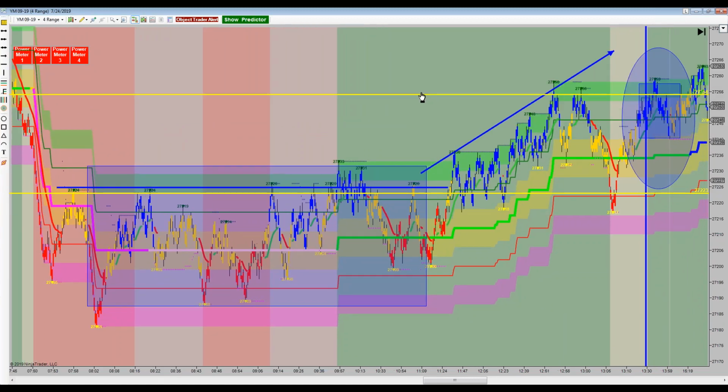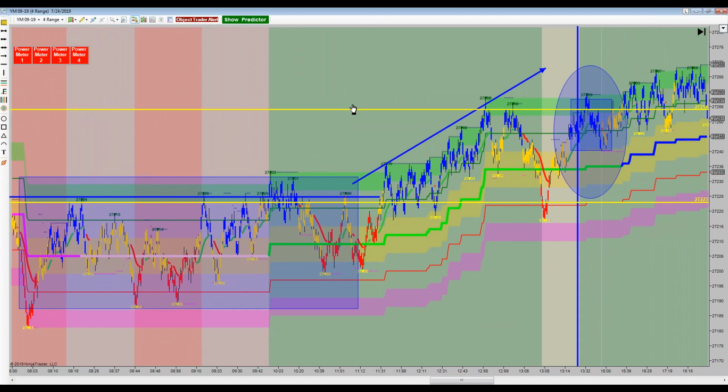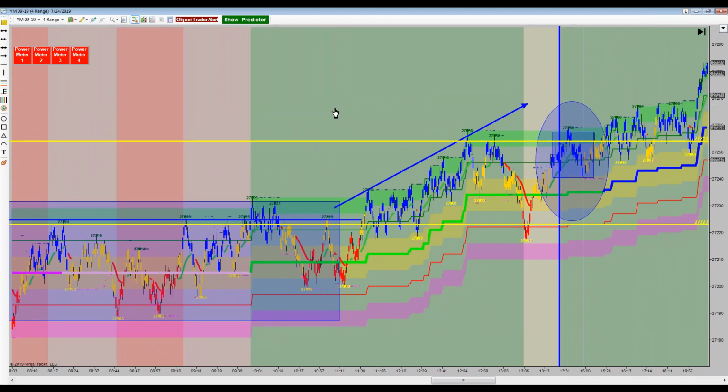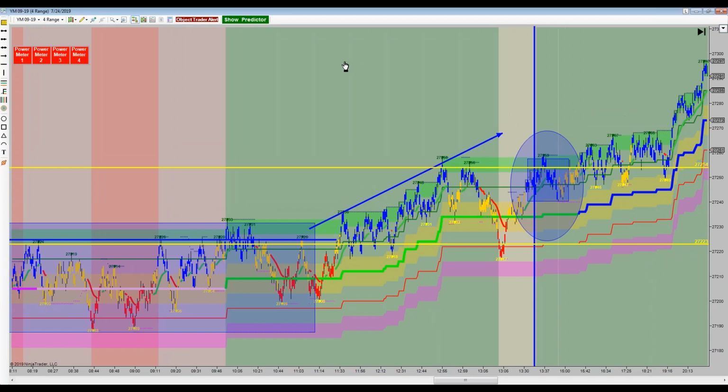Here we pull back, we get support. We pull back, we get support. We pull back, we get support. We try to get slightly higher lows. This wasn't particularly great to trade, but there were some trades. Now, I'll talk about those entries in just a second.